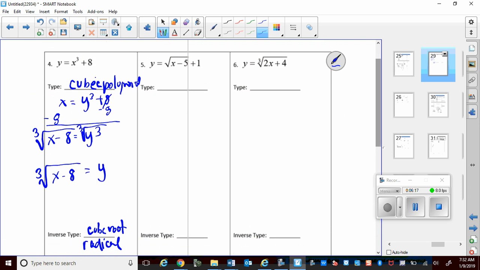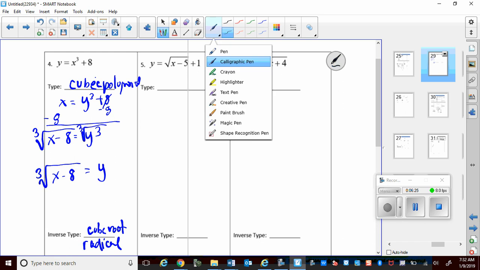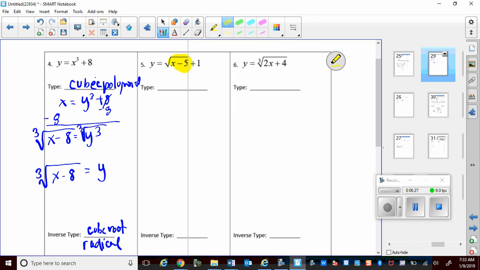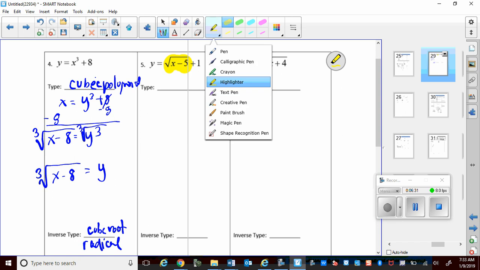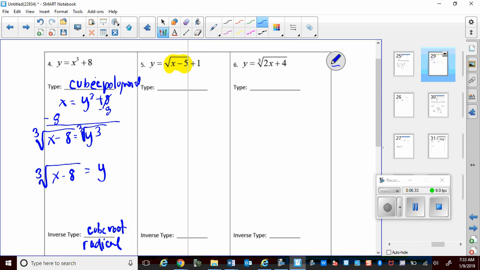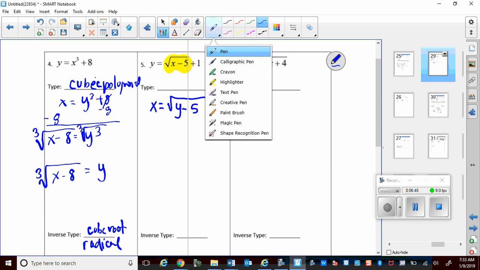Next, number 5, y equals the square root of x minus 5 plus 1. So the first thing we do, we're not going to touch this part when we're solving for what we need to solve for. We have to get rid of that 1 first. But first, let's exchange the x and y. So x equals the square root of y minus 5 plus 1.